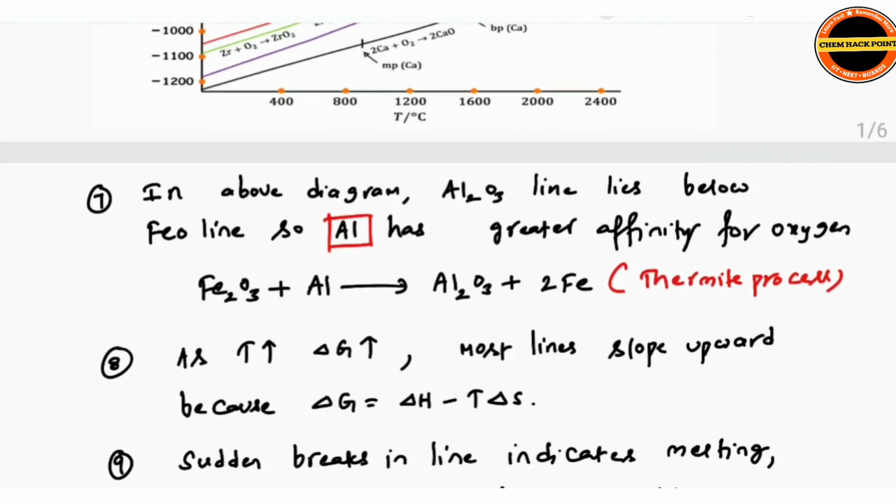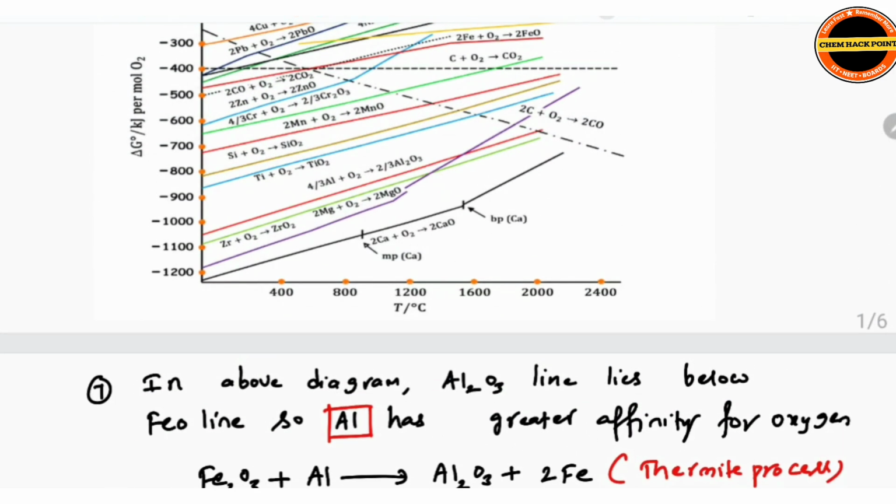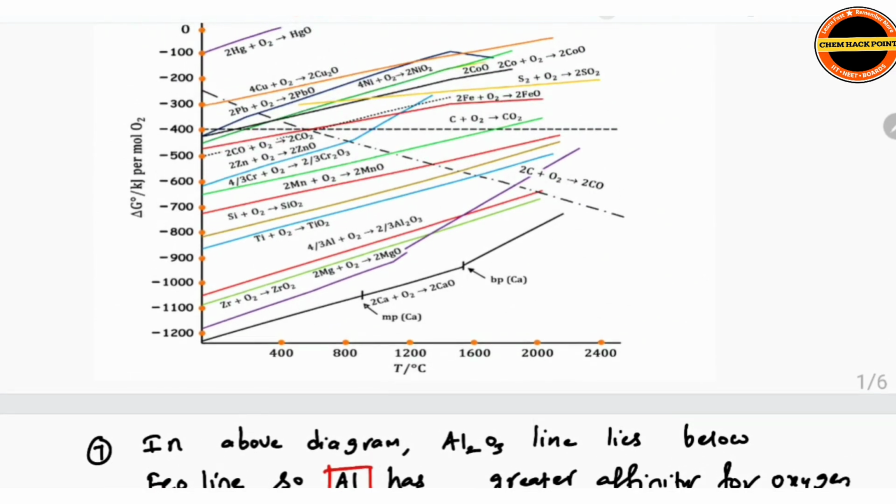See here, in the above diagram, the Al2O3 line lies below the FeO line. I am showing the Al2O3 line, this one. Where is the FeO line? The FeO line is here, this one. So the Al2O3 line is below the FeO line.